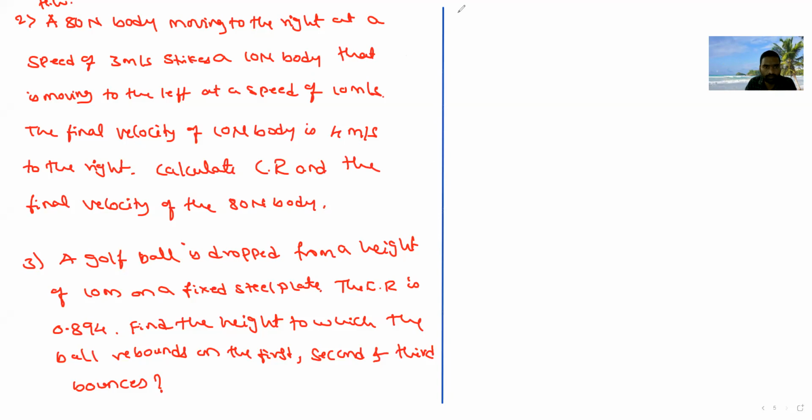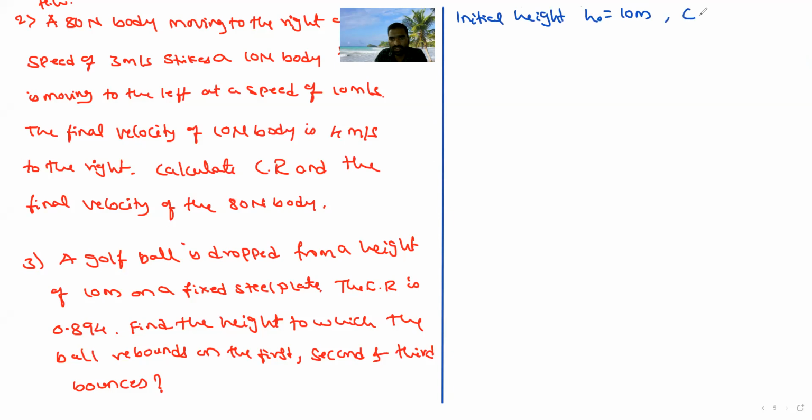Initial height is how much? I will take H0 is equal to 10 meters. He has given the coefficient of restitution, CR is equal to E is 0.84. What is the unit of the coefficient of restitution? It is a unitless quantity, velocity divided by velocity. What is the unit for the coefficient of friction? Unitless. You should remember some of these coefficients.